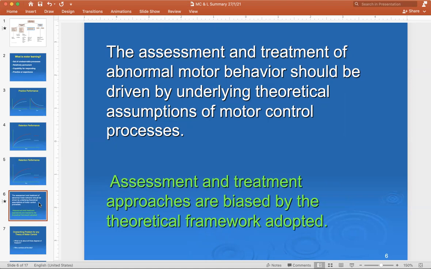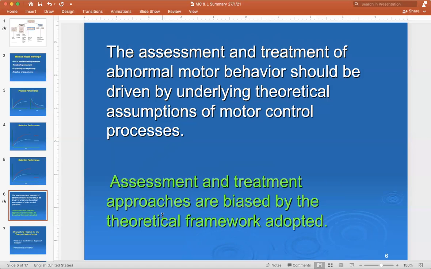It's no good just to know how to treat it from a book. We need to know what drives it. Therefore, we can design our own treatment. Because I believe that the way somebody moves, or the process involved in producing movement, we need to be aware of those, because the way we assess and treat a patient will be biased by the theoretical framework you believe in.